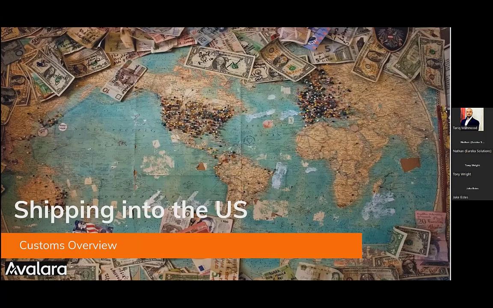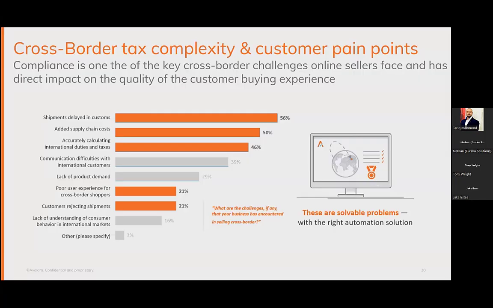Now I will talk about some of the considerations when shipping to the US. So before I start, I want to share with you some of the pain points and complexities we hear from customers when shipping to the US. 56% of customers experience delays at customs. 46% struggled with accurately calculating international duties and taxes. And as you can see on this slide, there are a few factors to consider when shipping cross-border. However, these are solvable when using the right solution to automate the processes.